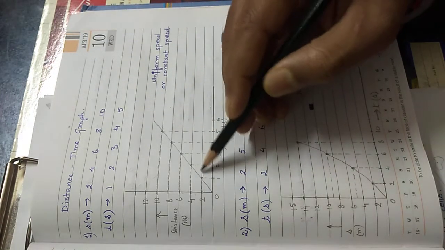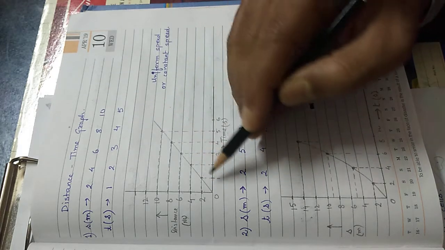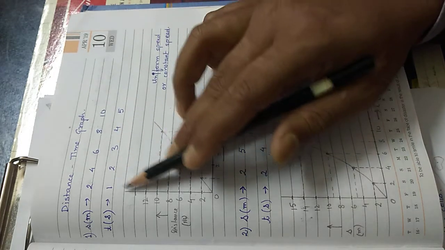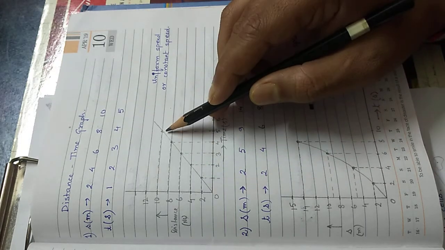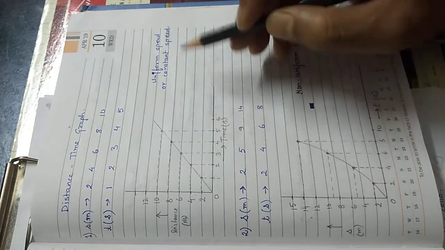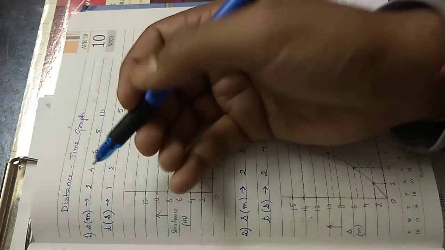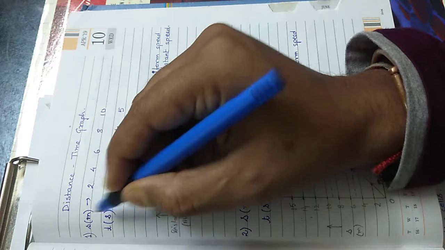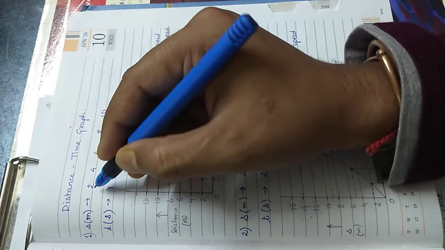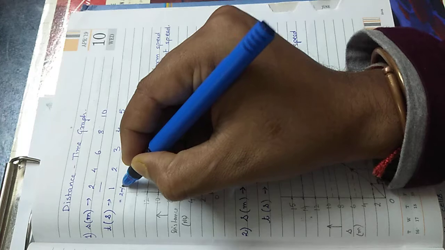Now after plotting the points, we will draw a straight line joining the points. For these values given here, the line is a straight line. So this particular kind of distance-time graph indicates uniform speed. Now why uniform? If you take the numerical value here, 2 meter in 1 second, distance by time, s by t, is your speed. So 2 by 1, the speed is 2 meter per second.